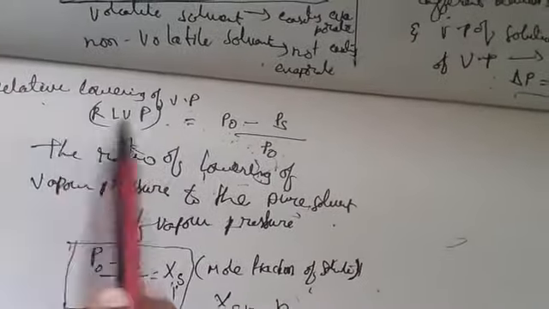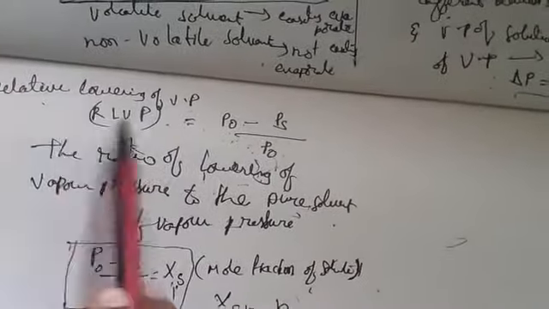So here, the relative lowering of vapor pressure of a solution of non-volatile solute, non-volatile meaning which cannot be easily evaporated, is equal to the mole fraction of solute in the solution. Already I have written, see here, P naught minus PS by P naught is equal to XS. It means the relative lowering of vapor pressure of a solution of a non-volatile solute is equal to the mole fraction of solute in the solution.